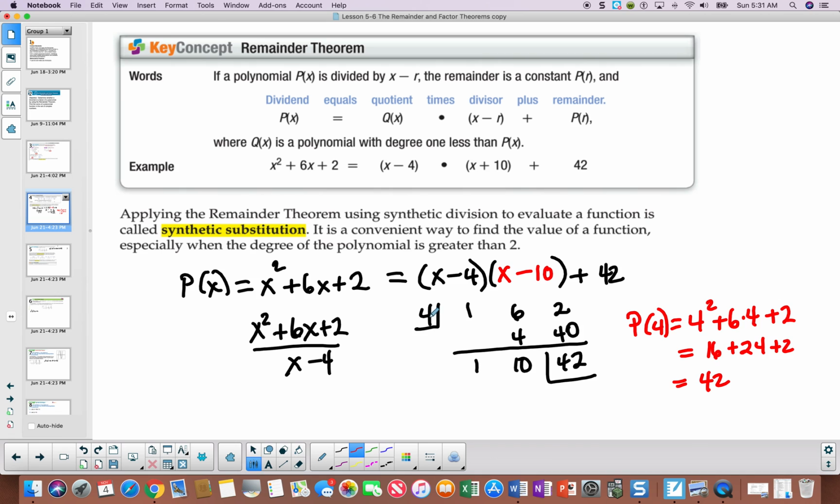I would have gone through synthetic division, and I would have gotten this answer right here. And notice that this remainder, 42, is the same as if I would have put 4 into this function right here. So we can anticipate what the remainder is before we actually do the problem.